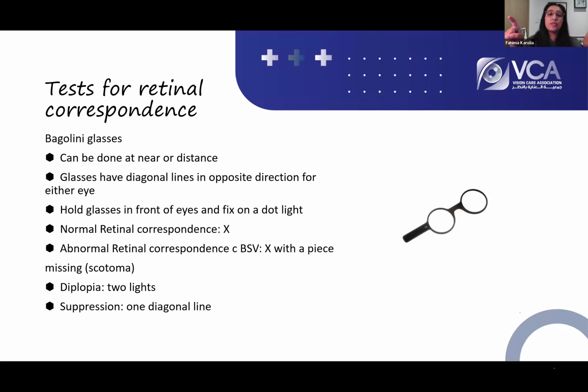Diplopia is the 2 lines, I've said that already. Now suppression, what do we notice in suppression? Well, if we're suppressing, we're not using one eye, so we won't be seeing one of the lines. So we only see one line in suppression, okay? And sometimes if I want to check if the patient, especially if it's a child, is being honest, what I do is, whilst I'm shining the light, I quickly cover one eye and say, what do you see now? Cover the other eye, what do you see now? Because it would swap over the light.